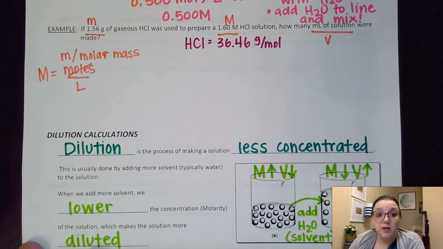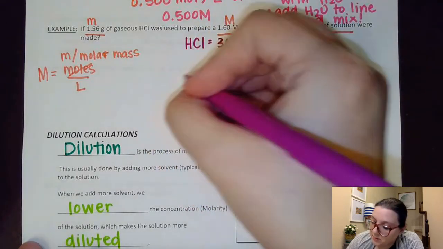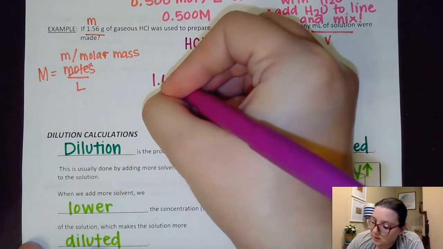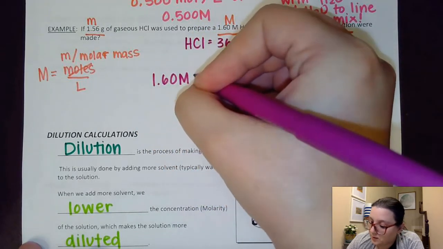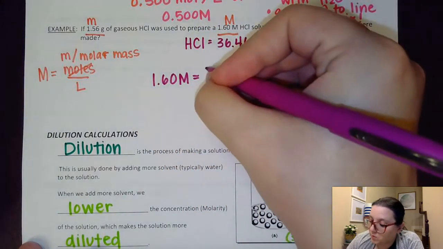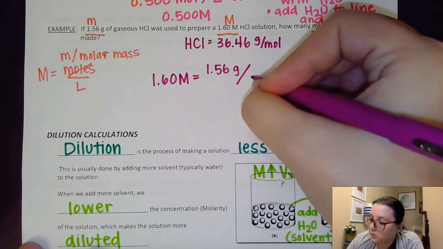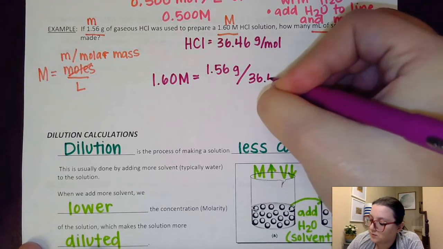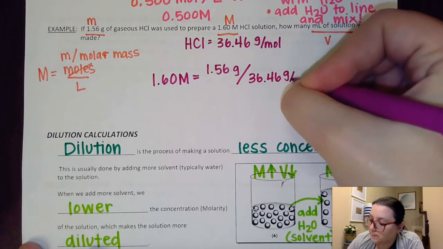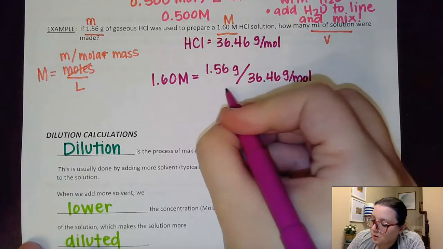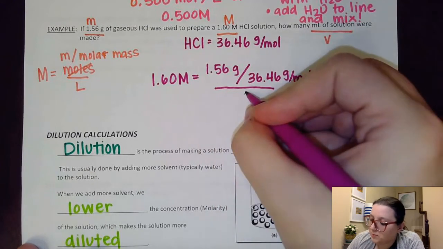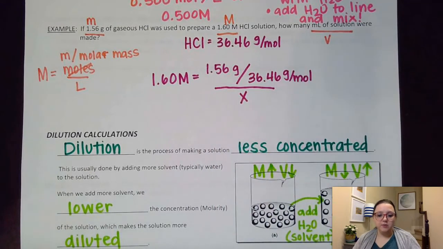And so I'm going to plug all of those pieces into my formula. So I'm going to have my molarity of 1.60 big M, which equals my mass of 1.56 grams over my molar mass of 36.46 grams per mole, over my volume, which I'm going to put X here to calculate. Now, I have a problem. My X, my unknown variable, is in the denominator.